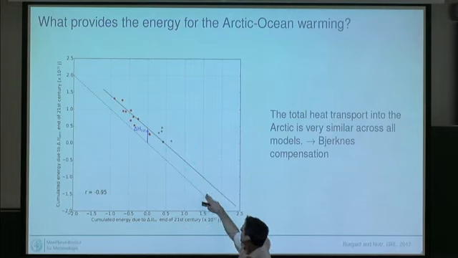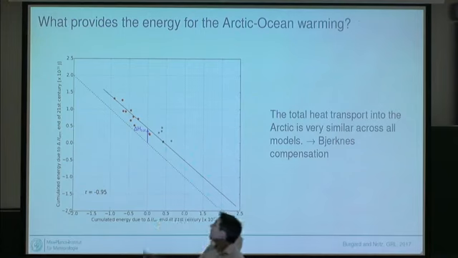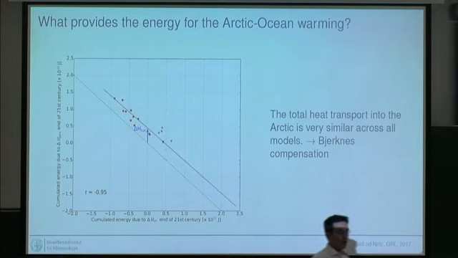But we do find some models have more ocean heat flux, but those have less atmospheric heat flux, and vice versa. But overall, the models relatively well agree on how much more heat flux there is coming to the Arctic Ocean as the climate warms. And that is something called the Bjerknes compensation: the amount of heat transport we get into the Arctic doesn't really depend on the transport mechanism. It doesn't matter whether that happens in the atmosphere or in the ocean. But the total sum of this heat transport is simply given by the climate state as a whole.